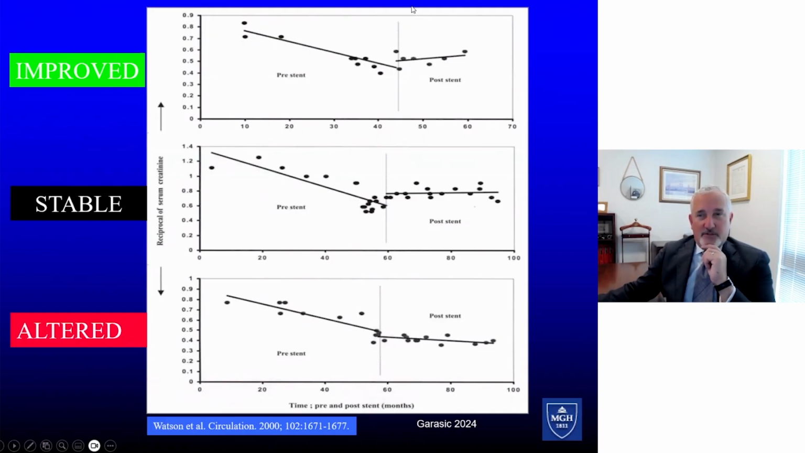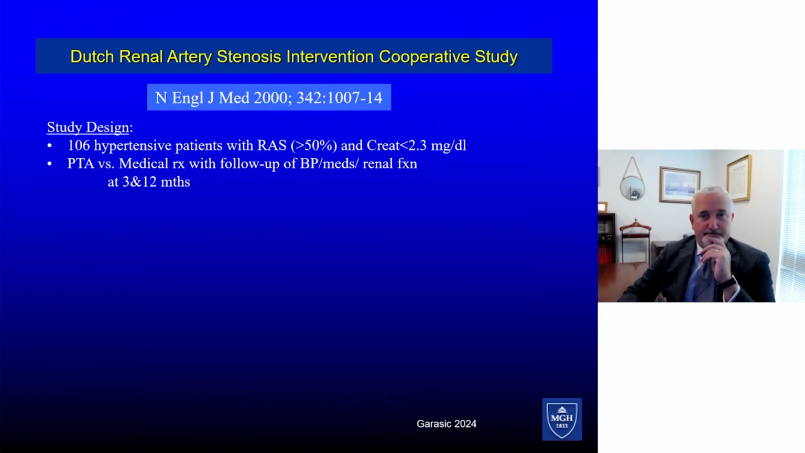And then the time of intervention is this up and down line right here, and beyond it, you see the trajectory of renal function. So post-stent, the reciprocal creatinine either improved, suggesting improving renal function, stabilized as in the middle panel, or continued to worsen, but at a less severe trajectory, using the patient as their own control, but it was suggestive of the idea that there was some benefit being gleaned from renal intervention.